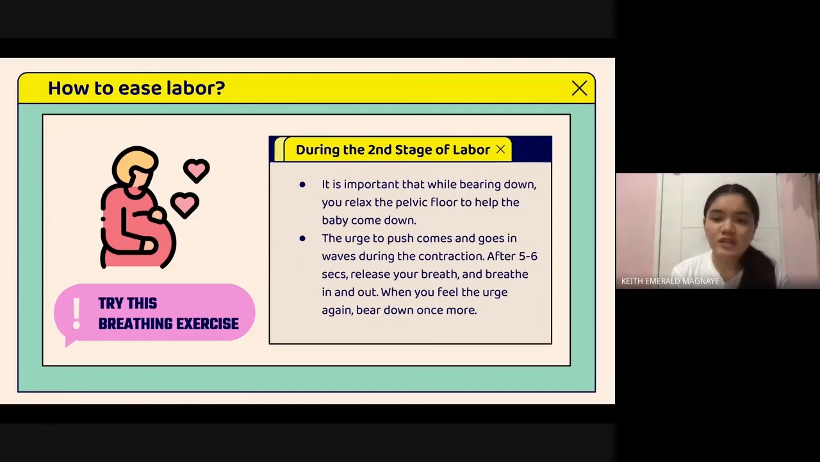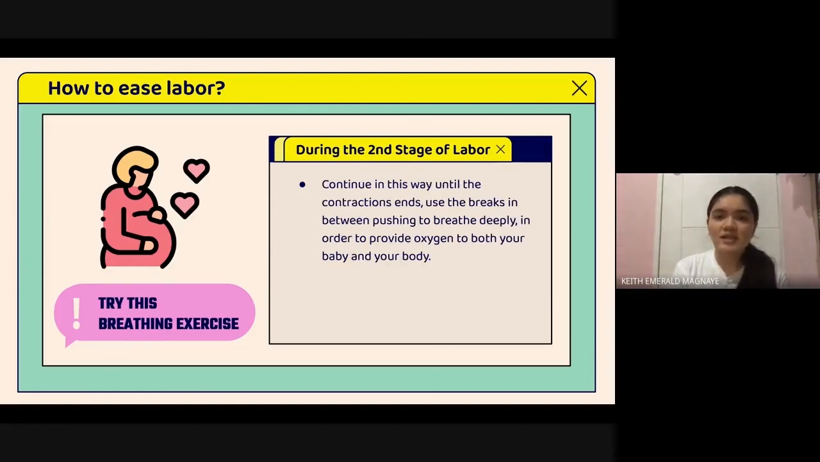Tapos, when you feel the urge again, bear down once more. And then, continue in this way until the contraction ends po. Use the breaks in between pushing to breathe deeply in order to provide oxygen to both your baby and your body. And that's it po. That's how you can manage labor pain.